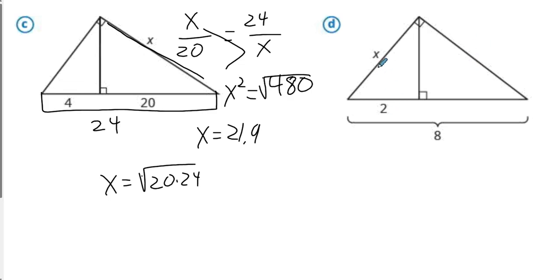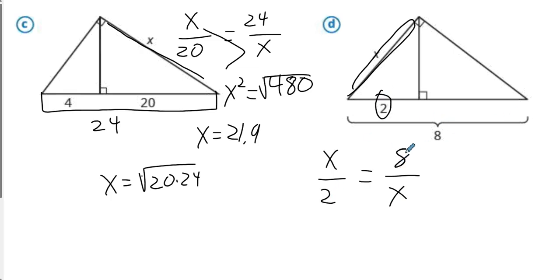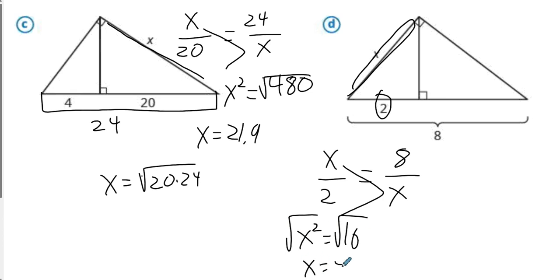Okay, welcome back. Hopefully you saw that this side is going to be my geometric mean. So it's X over something equals that something over X. This side would be there, and then the whole side is 8. So I can say, cross multiply, X squared equals 16, square root, X equals 4. Or I could just say the square root of 2 times 8, which is the square root of 16, which is still 4. So this is geometric mean in a nutshell.